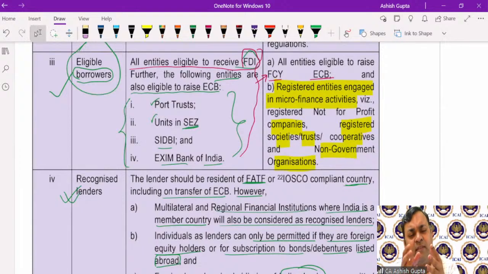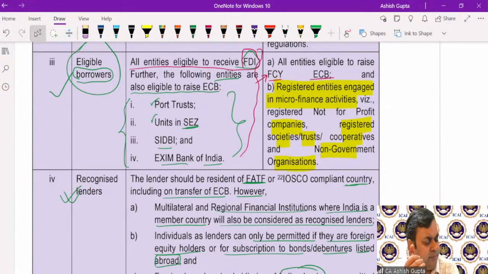Eligible borrower means, in case of FCY, two types. First, those who are eligible to receive FDI, they all are eligible to receive FCY ECB by default, right? And four types of persons are included specifically. And eligible borrowers include all entities eligible to raise FCY ECB, and those registered under Section 8, which means they are working for non-profit making objectives.